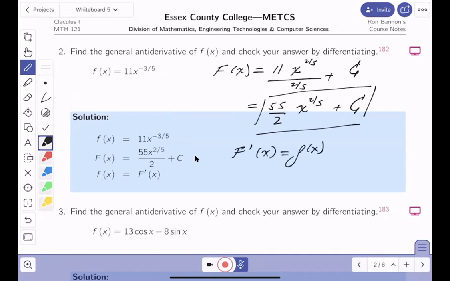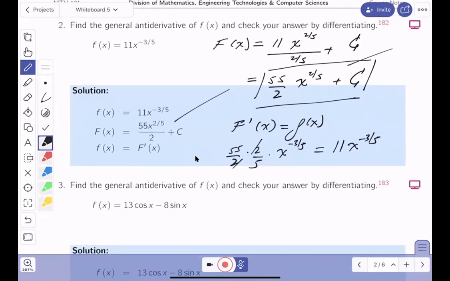And what do you get over there? Well, F prime, what's that going to be equal to? 55 halves, I'm checking, times 2/5 times x. We're going to reduce that by 1. That's going to be minus 3/5. And the derivative of c is 0. And what's f of x? It's 11 x to the minus 3/5. Is this true? Well, 2's cancel. 5 goes into 55 11 times. Yeah, it's good. So what do you do? Look at your key to make sure you're matching it. All right, we are. Let's take a look at this one over here.